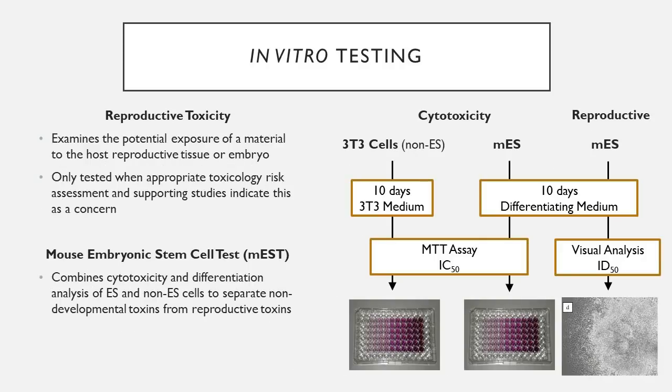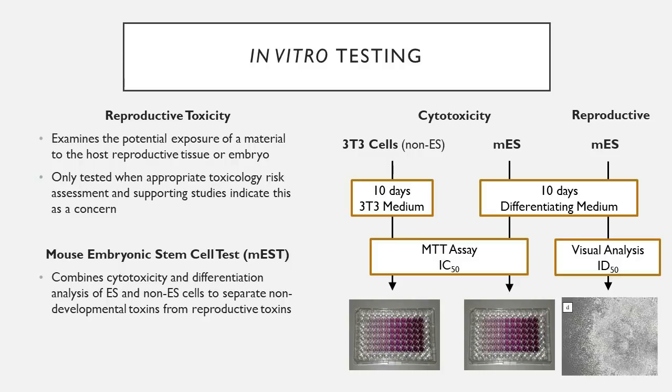Reproductive toxicity studies are a specialized type of in vitro and in vivo tests that usually aren't carried out unless there's some sort of reason or supporting studies to indicate that this would be a concern. Usually these are performed alongside cytotoxicity studies with the MTT assay, in part because we want to be able to differentiate what's toxic to cells in general and what's specifically toxic to reproductive cells.